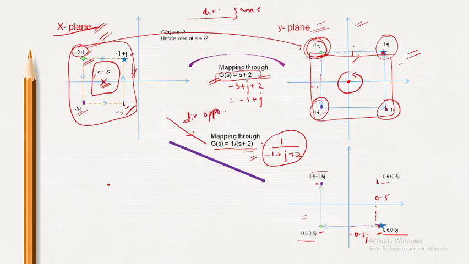Okay, so if I just join these points, then I am getting this contour. But one thing which is common in both of these, this one and this one, that is mapping through s plus 2 and 1 upon s plus 2, is that even in this case the origin is being encircled. Here also the origin was encircled.